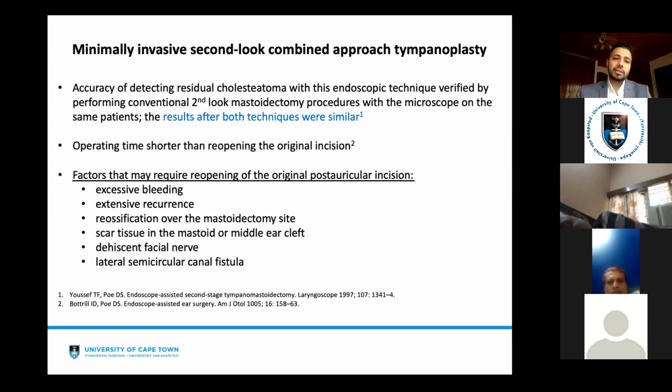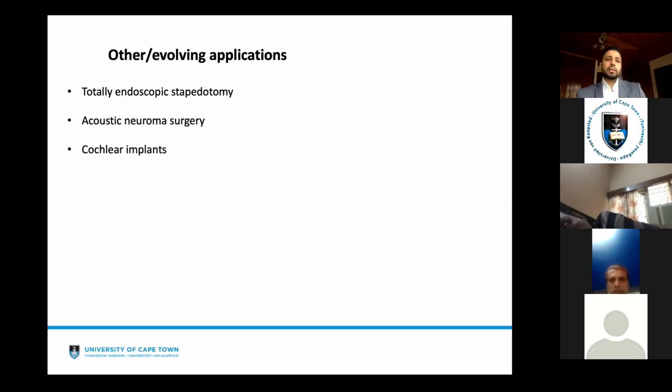However, there are factors that may require reopening of the original postauricular incision, and that may include excessive bleeding, extensive recurrence that you may have diagnosed at that time, reossification over the mastoidectomy site, scar tissue that may have developed in that area, and some others as I've detailed there. So other or evolving applications of the endoscope moving forward.